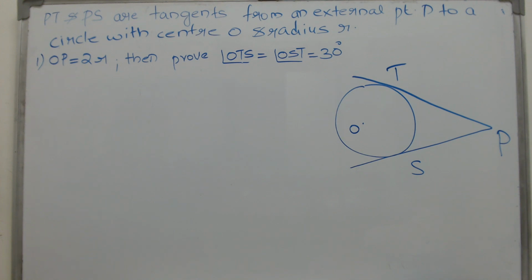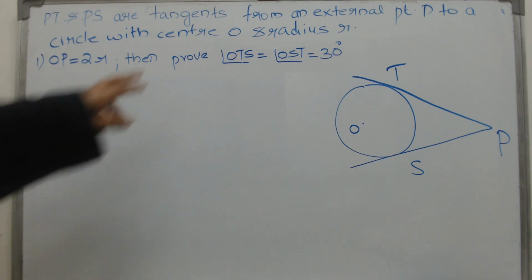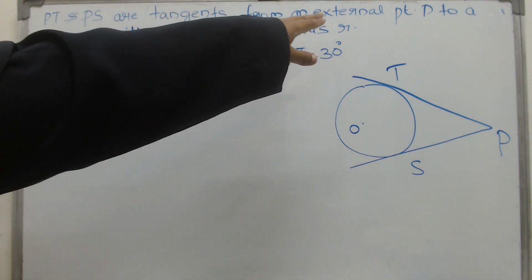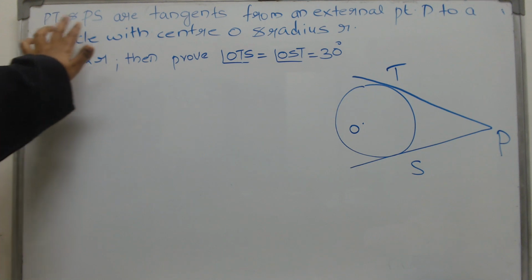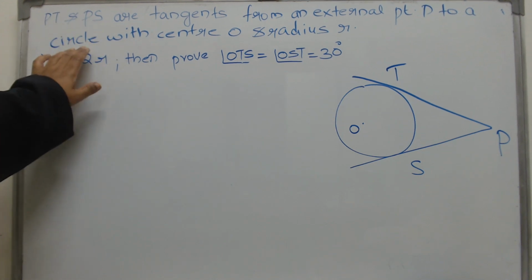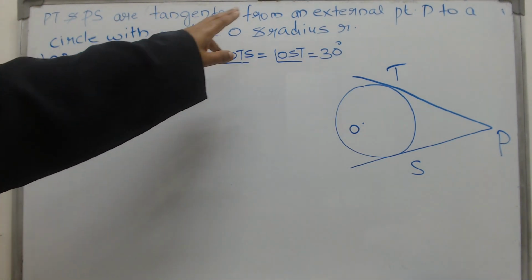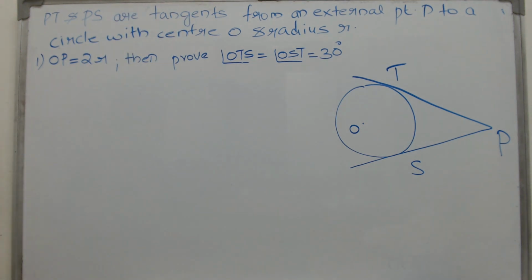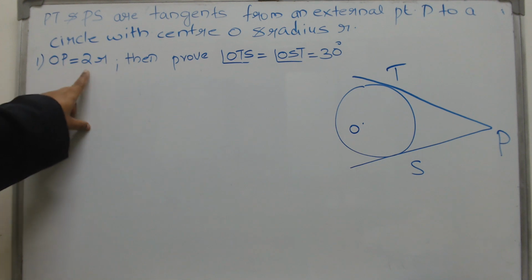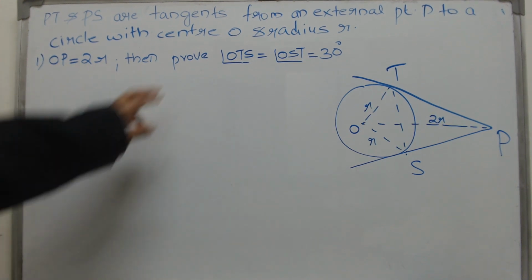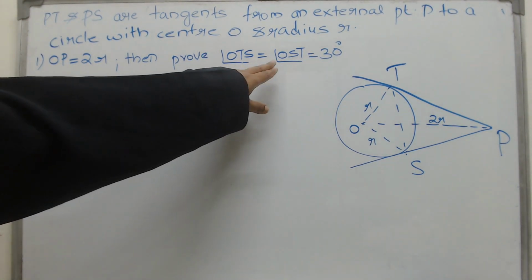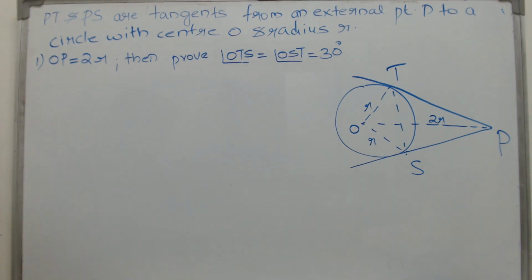In this class, let us solve 4 questions from the CBSE question bank. They all deal with the same set of basic conditions, which is at point P, two tangents PT and PS to a circle with center O and radius R. Now let's start with the first question. Here, if OP is 2 times R, then prove that angle OTS is equal to angle OST is equal to 30 degrees.